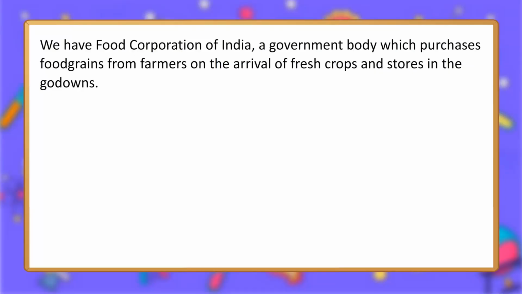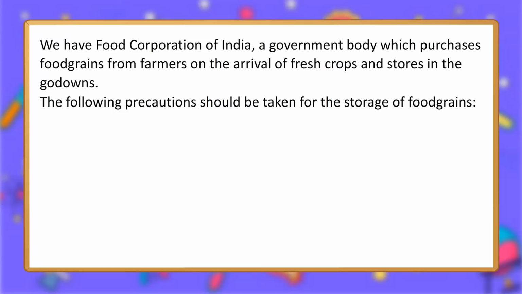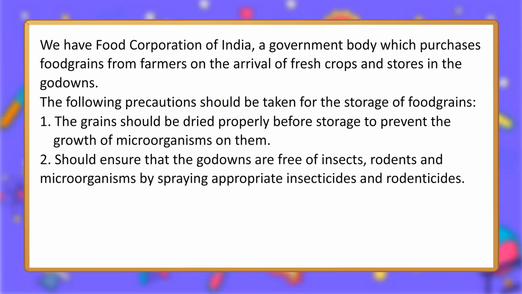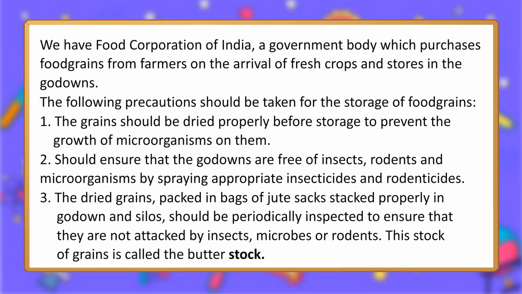We have Food Corporation of India, a government body which purchases food grains from farmers on the arrival of fresh crops and stores in the godowns. The following precautions should be taken for the storage of food grains. 1. The grains should be dried properly before storage to prevent the growth of microorganisms on them. 2. Should ensure that the godowns are free of insects, rodents and microorganisms by spraying appropriate insecticides and rodenticides.